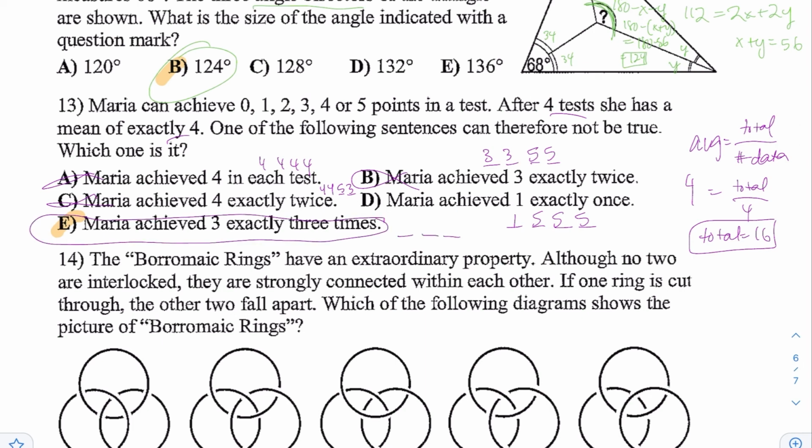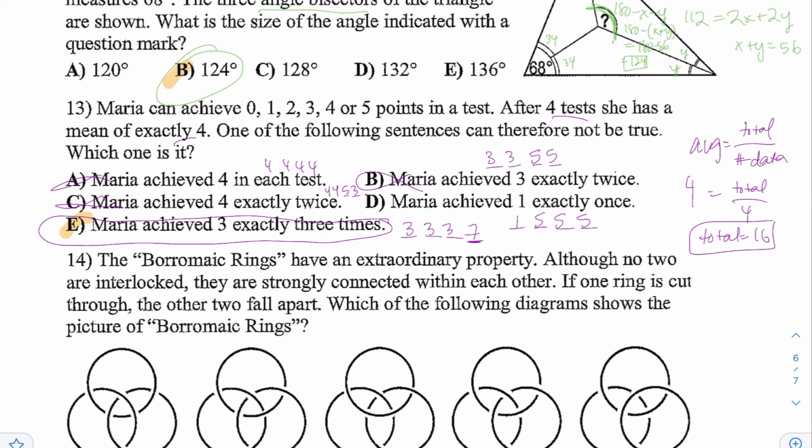You can't actually have 3 exactly 3 times, because that's equal to 9. So 16, which is the total, minus 9 is 7, and you can't have a score of 7. The most you can have is a 5.